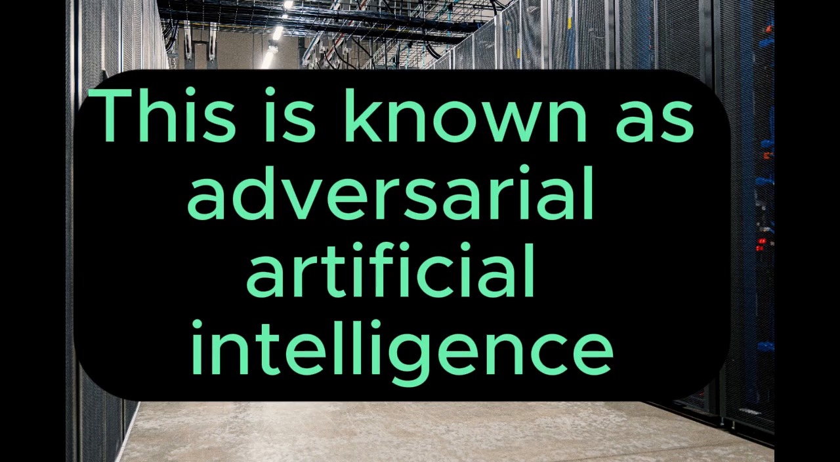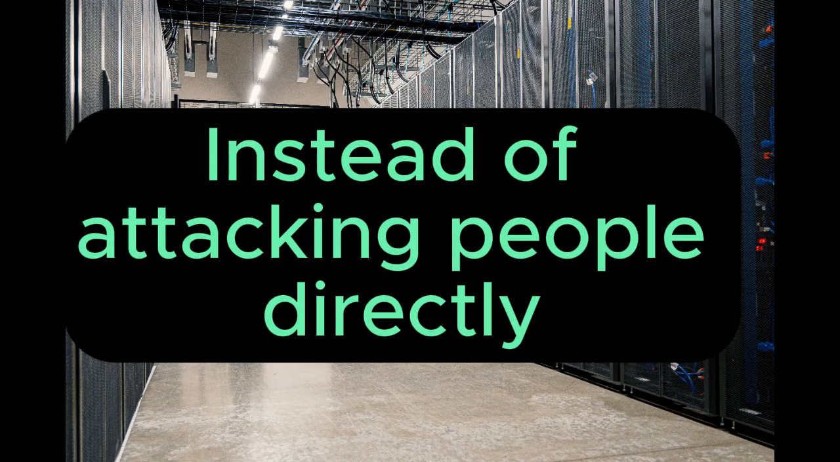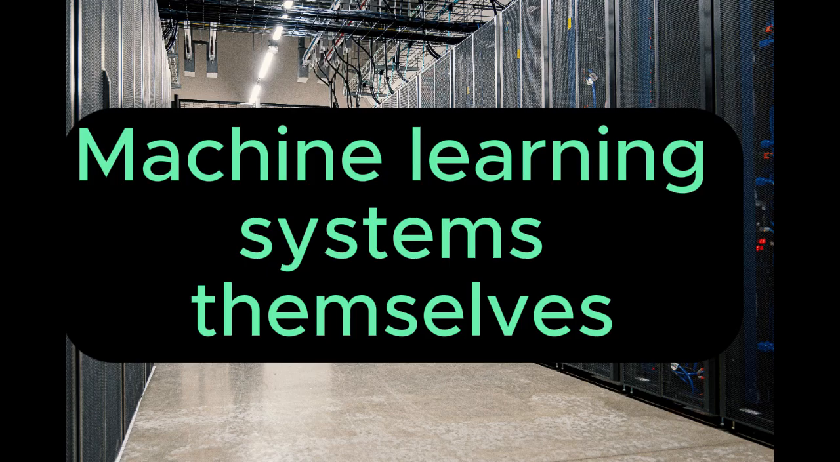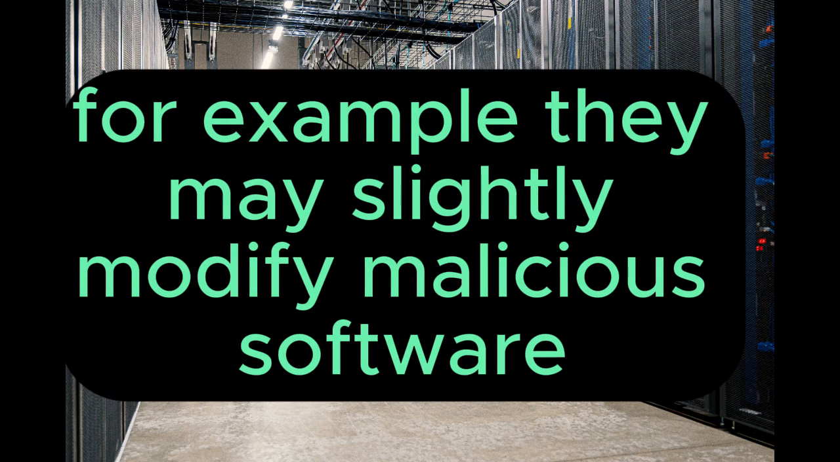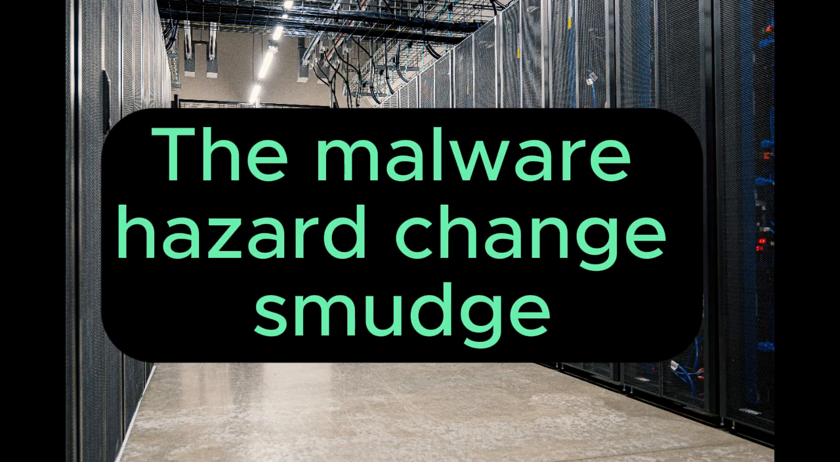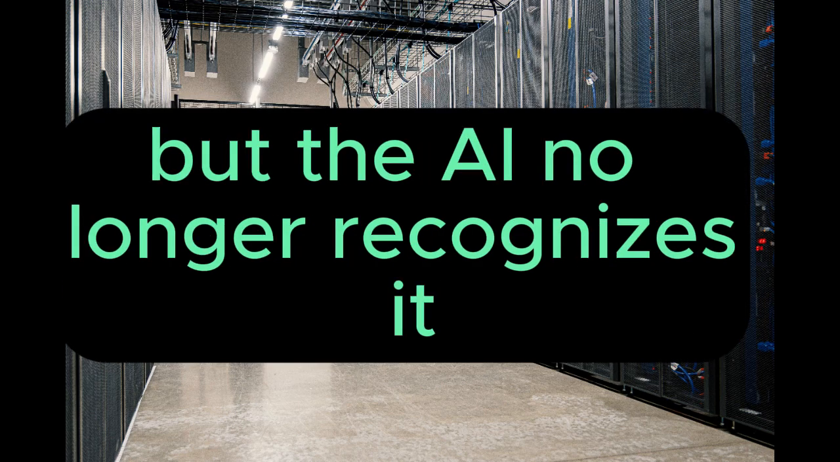This is known as adversarial artificial intelligence. Instead of attacking people directly, attackers manipulate machine learning systems themselves. For example, they may slightly modify malicious software so that an AI model incorrectly classifies it as harmless. The malware hasn't changed much, but the AI no longer recognizes it.